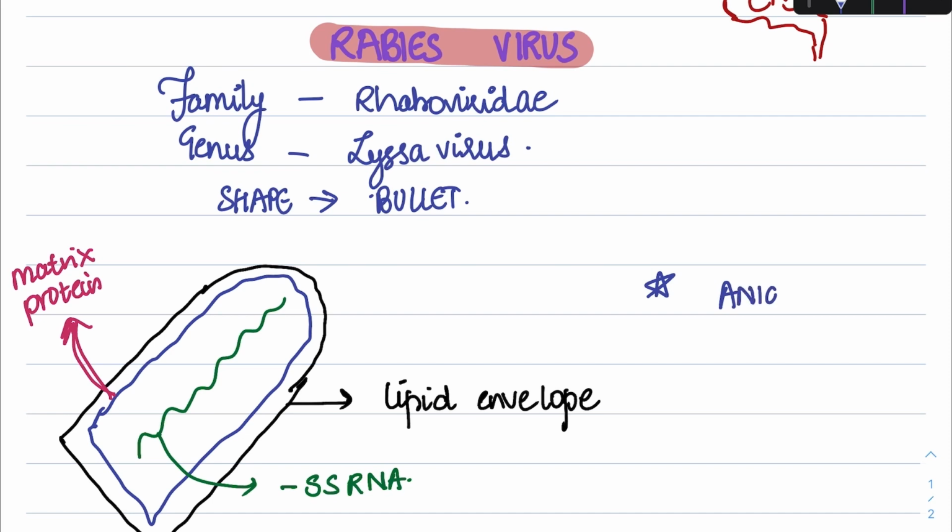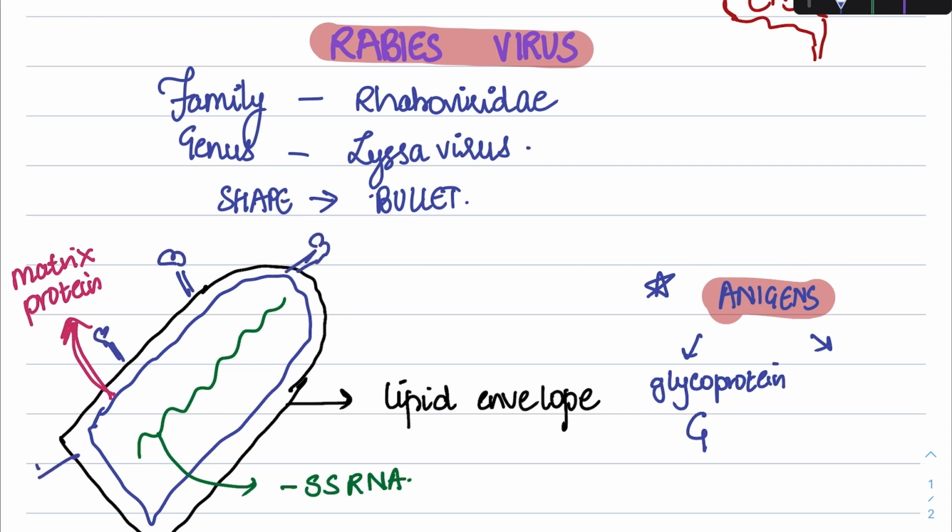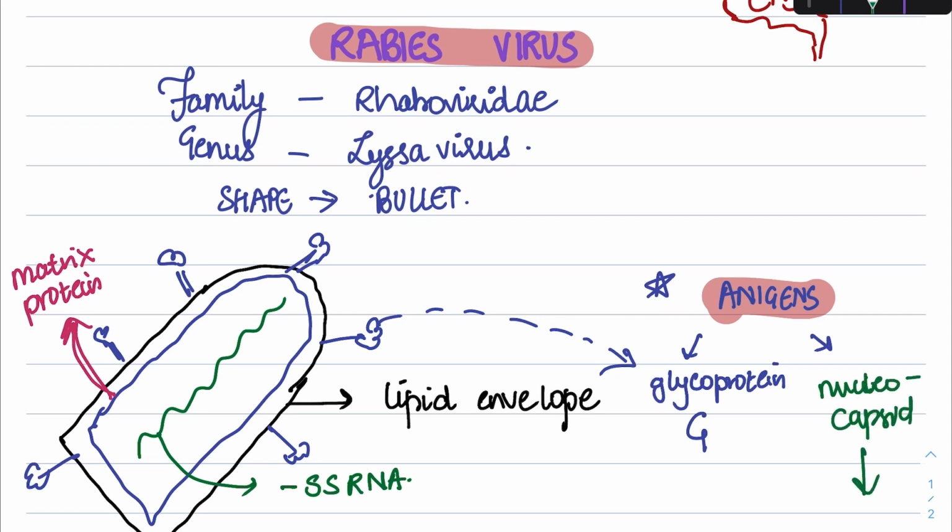Now, this rabies virus has two very important antigens. One of the antigens is the glycoprotein G. This glycoprotein G is present as spikes on the outer surface of the envelope, and these spikes help in binding with the acetylcholine receptors in the neuromuscular junction, which is very important for the pathogenesis of this virus. The second antigen is the nucleocapsid.